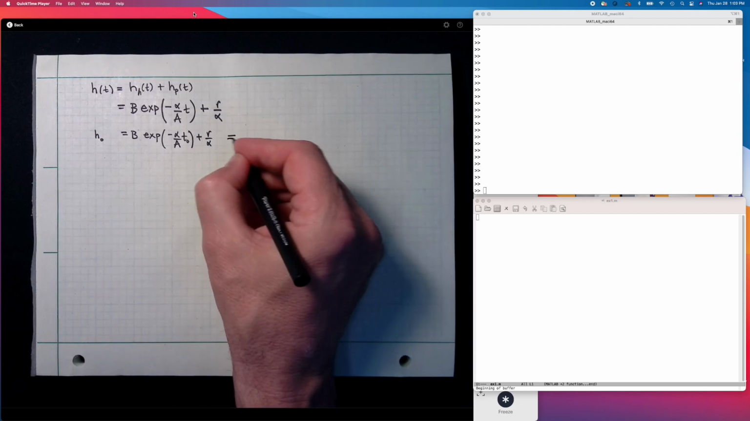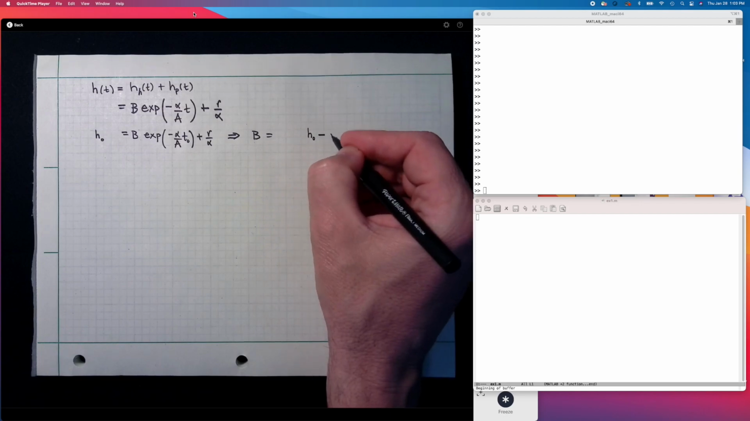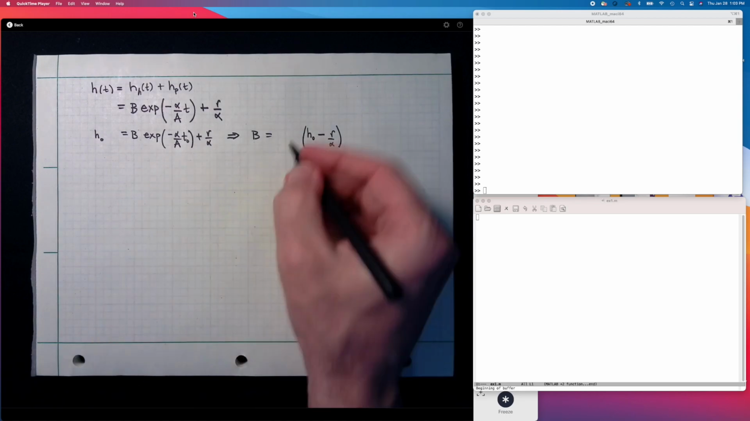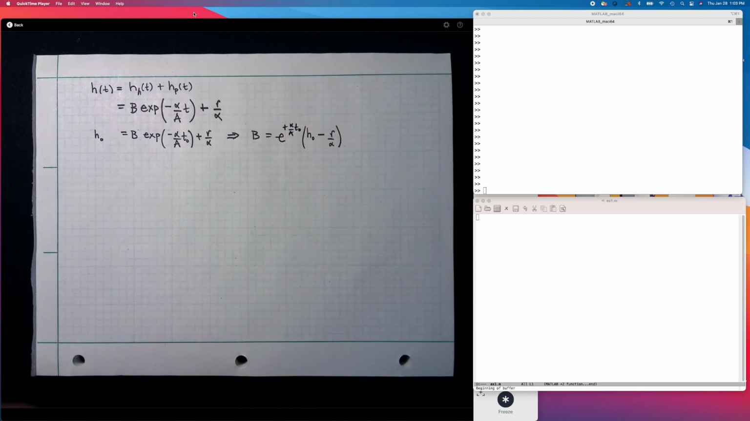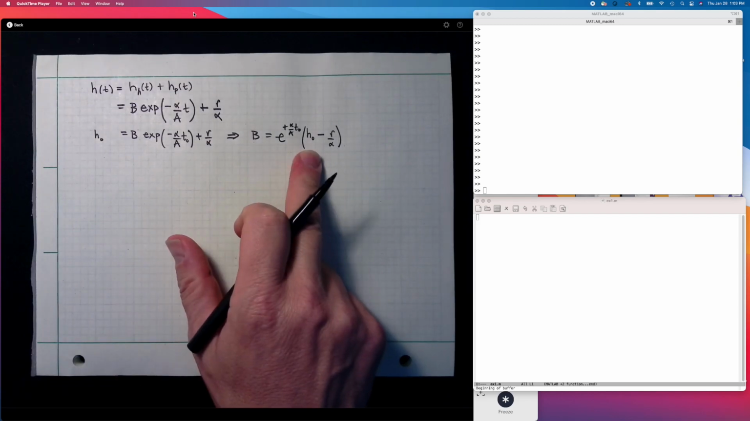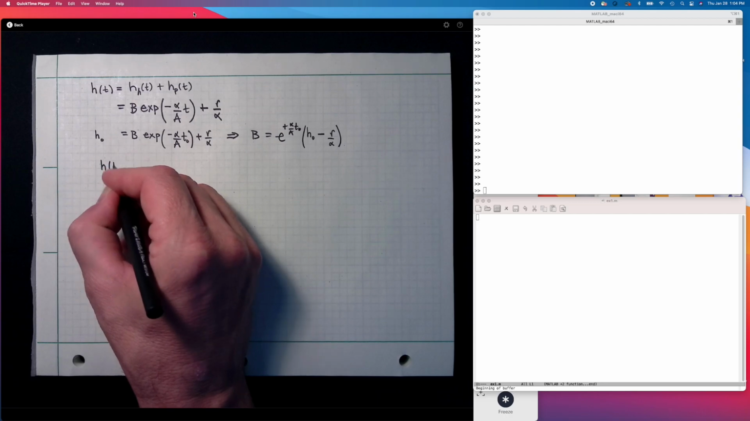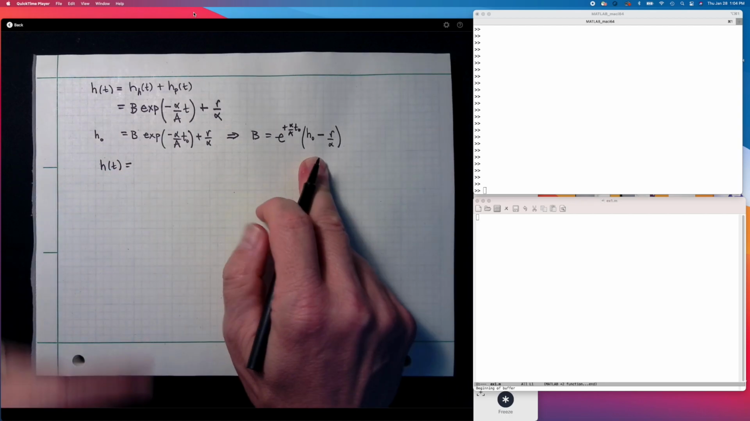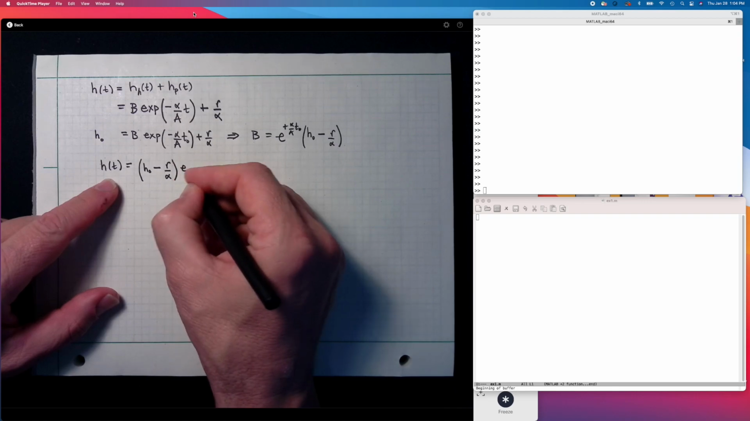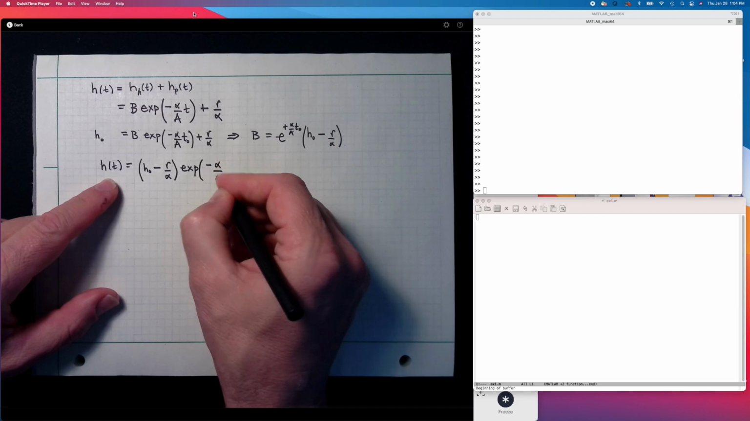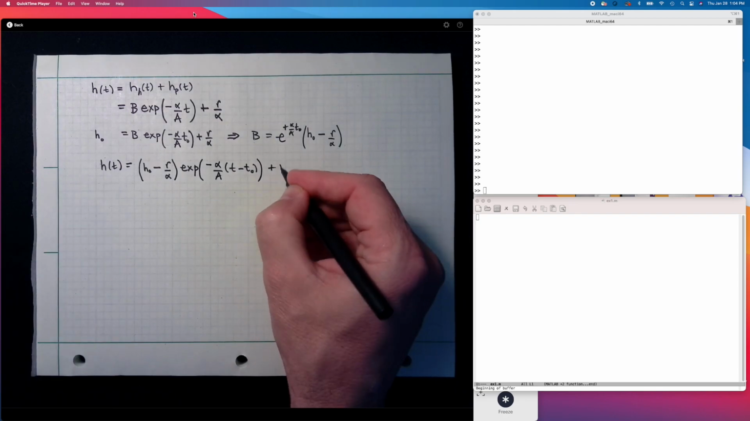So it means that b is equal to h naught minus r over alpha times the exponential e to the plus alpha over a t naught. And now that we know b, we can substitute back to get the final solution with no arbitrary constants. So the solution is h of t is equal to b, which is this, h naught minus r over alpha times the exponential of minus alpha over a times t minus t naught, plus r over alpha.